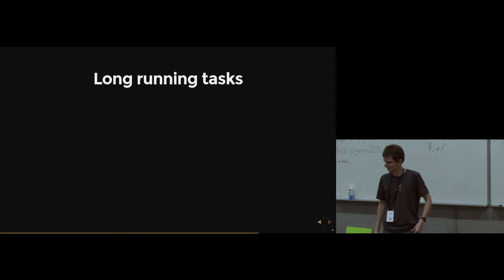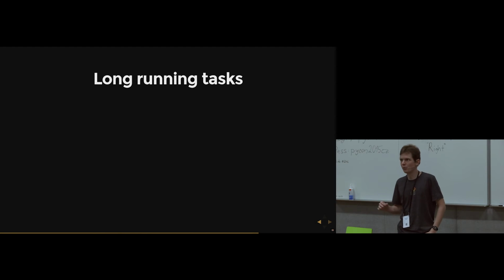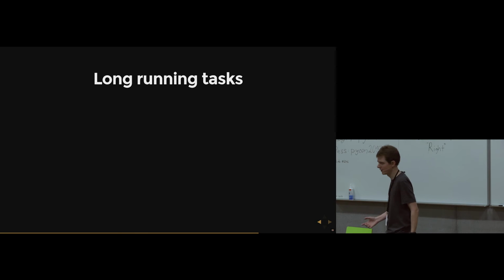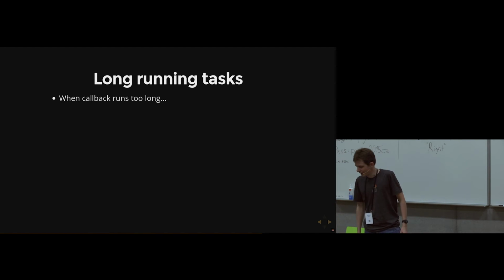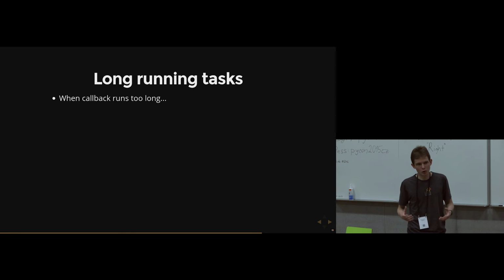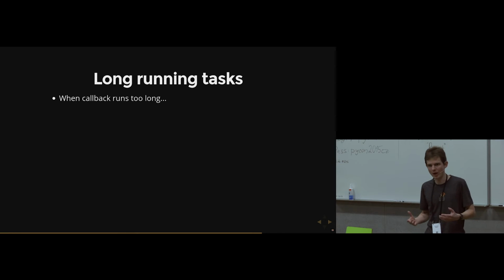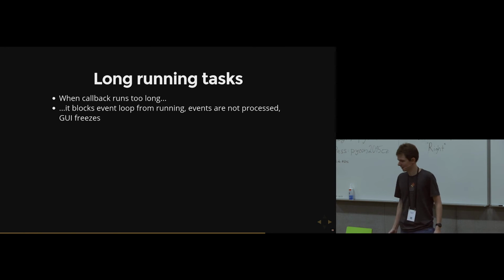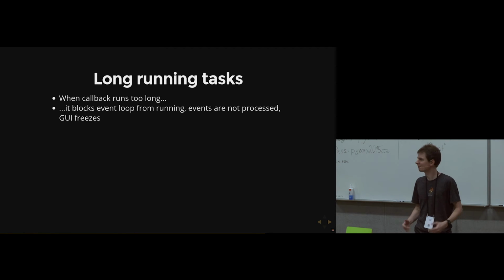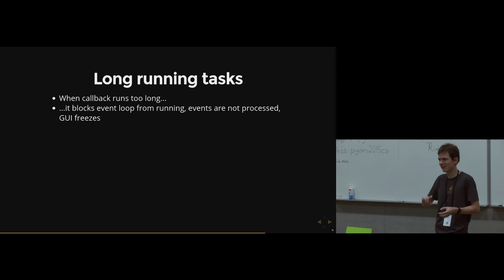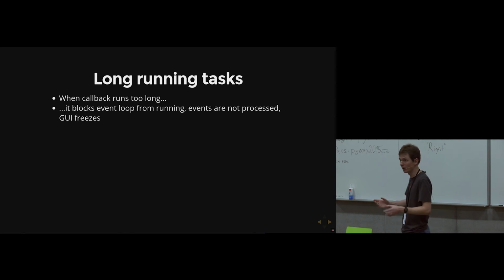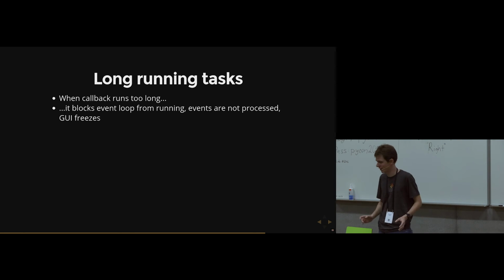Now, there's a thing which is the most common problem people encounter when doing graphical user interfaces. You create your callbacks, and your callback runs for 10 seconds. What happens? Right. You block the event loop. Your graphical user interface freezes. You try to move it, it doesn't move, or you hover and your buttons don't highlight, or it goes gray, everything. You don't see anything. So what to do?